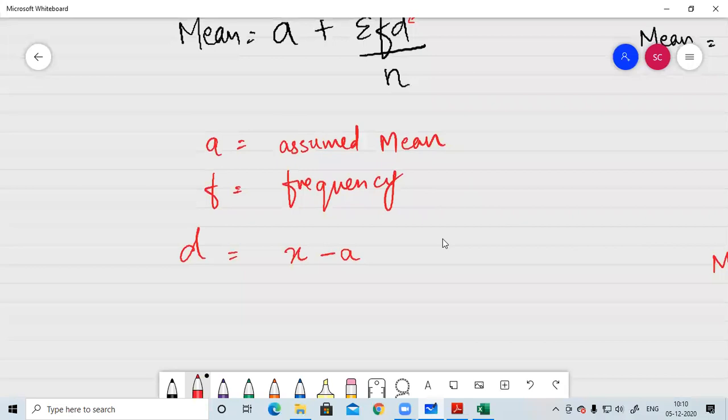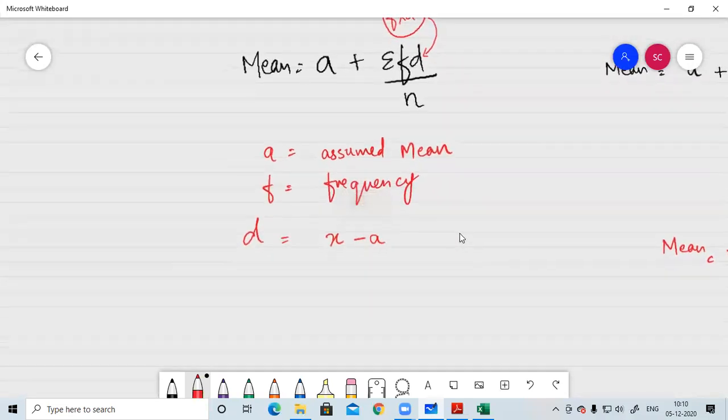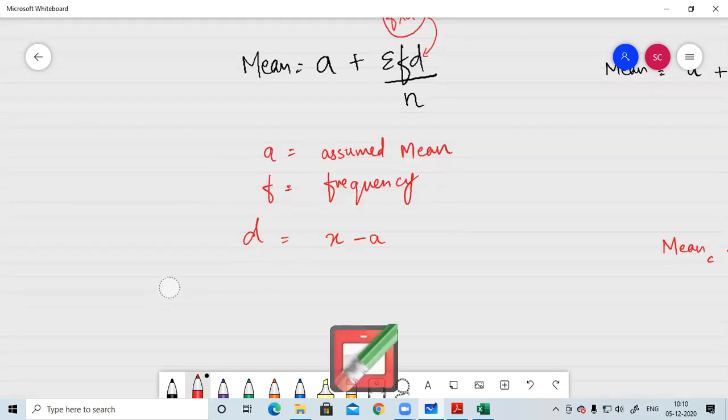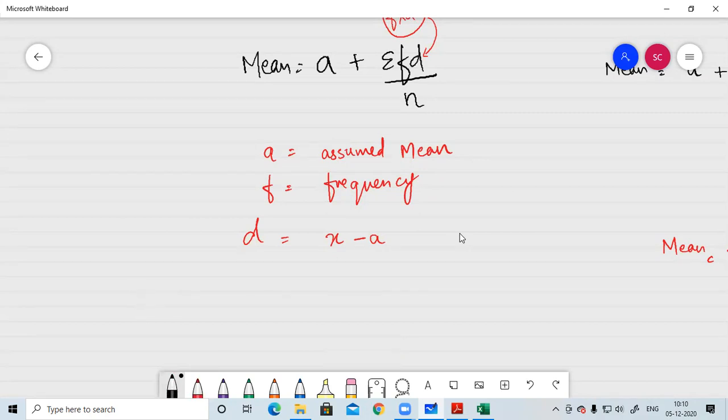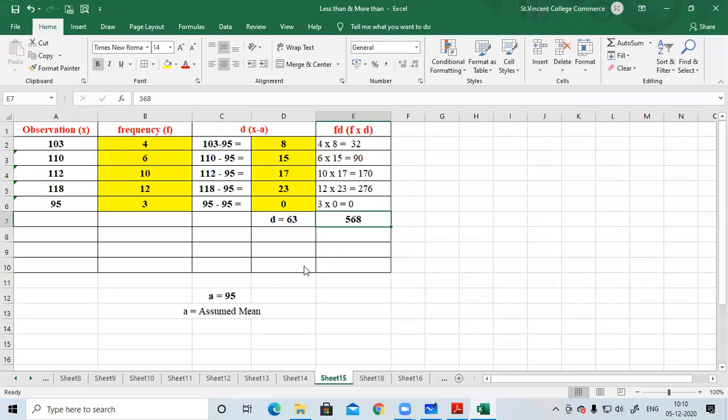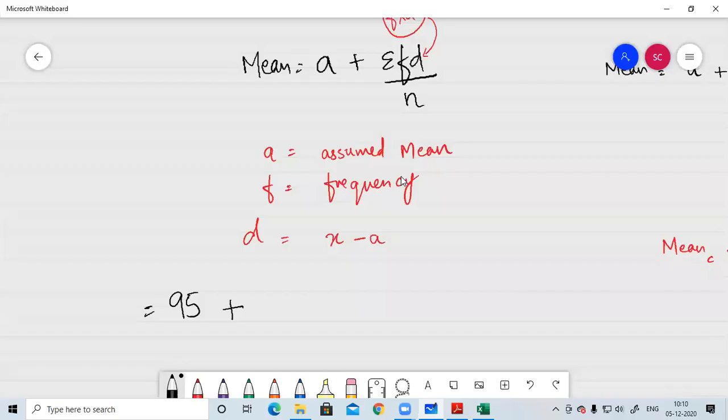Mean is equal to. Let's do the sum here itself. What was A, the assumed mean we had considered just now? What was the amount we had taken? 95. Good. So 95 plus, the next is sigma FD, that is the sum of FD, that is 568. Can you see that? Yes. So 568 divided by.